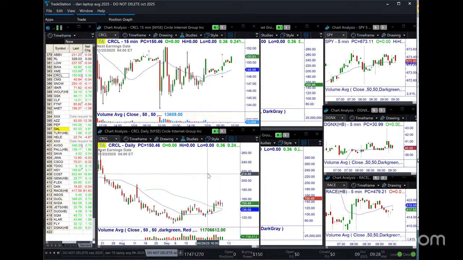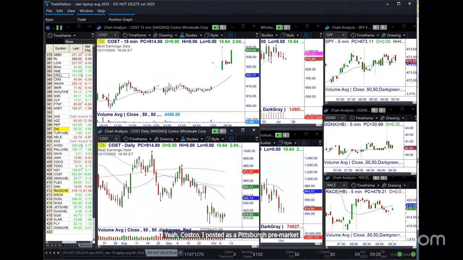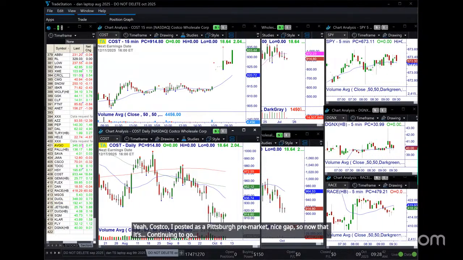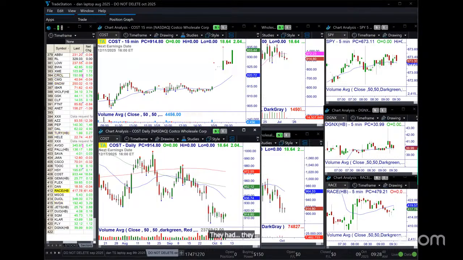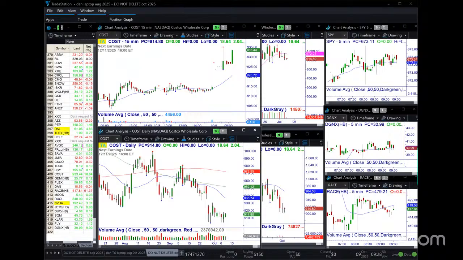Yeah, Costco, I posted as a put spread pre-market, nice gap. So now that it's continuing to go, I seriously doubt we're gonna get filled. They had some type of numbers out. But this was my pre-market post. Okay, yeah, I got it in the window already.